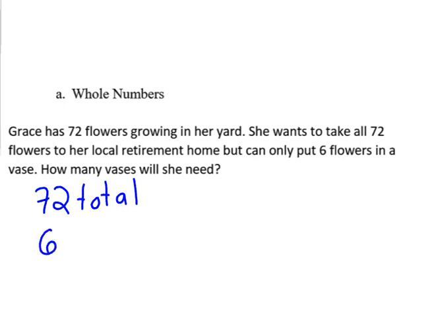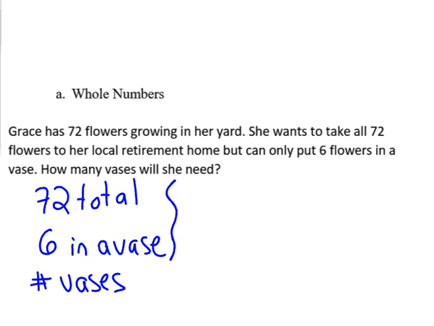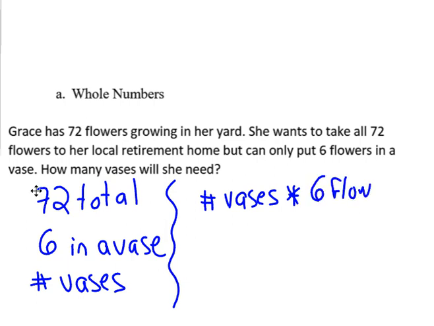She can put 6 in a vase, and we need to find the total number of vases that can carry all 72 flowers. This is almost like a math equation. So we're going to draw a squiggly line. We'll do the number of vases times 6 flowers per vase. And we want that to equal the total of the 72 flowers.